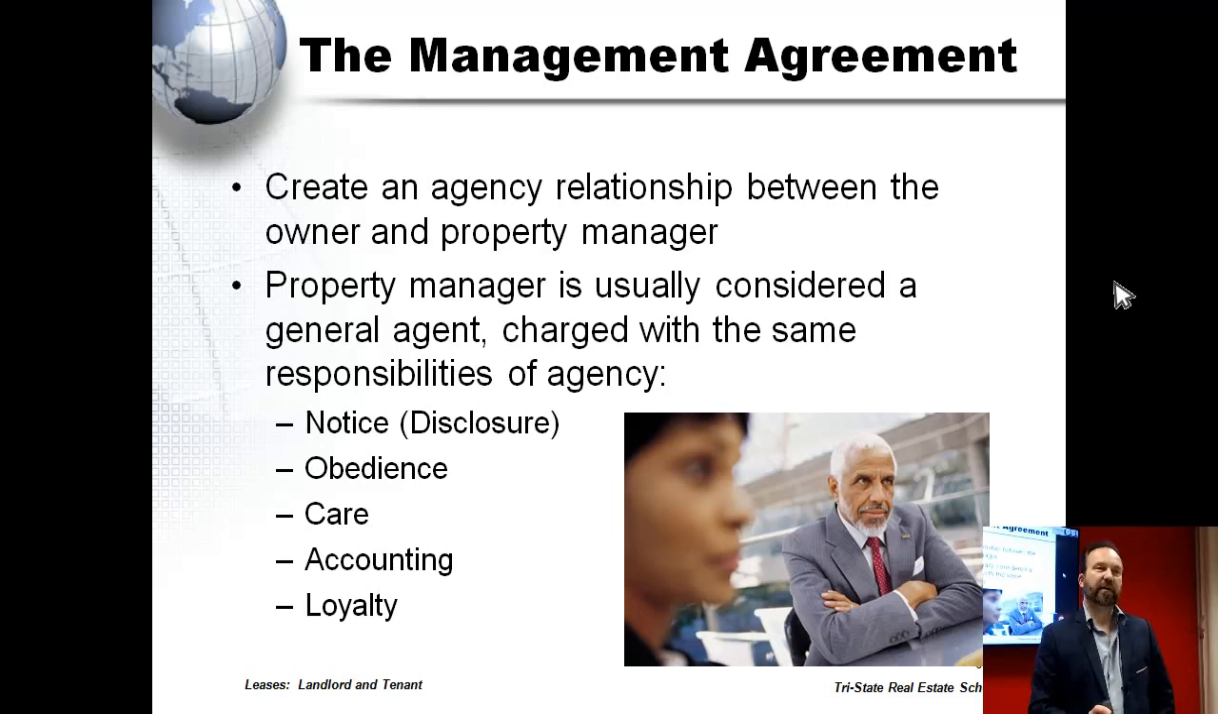Okay, the management agreement itself creates an agency relationship between the owner and the property manager. The property manager is usually considered a general agent. Highlight that because that's an important question. They're charged with the same responsibilities of agency: notice, disclosure, obedience, care, loyalty, accounting. That's the COALD we talked about in the previous chapter. We still have a fiduciary responsibility to our client.